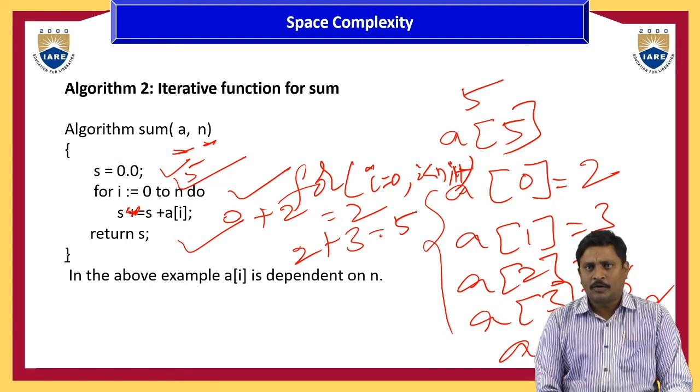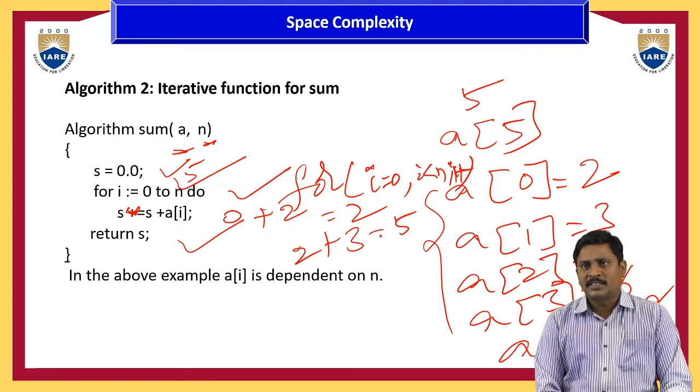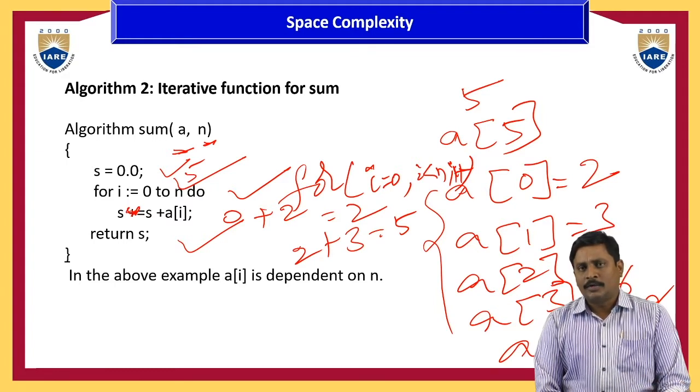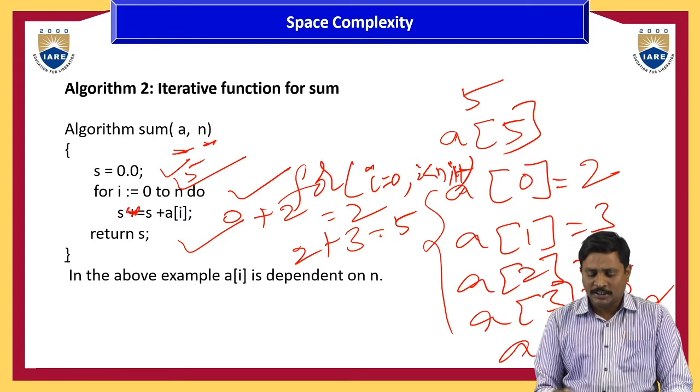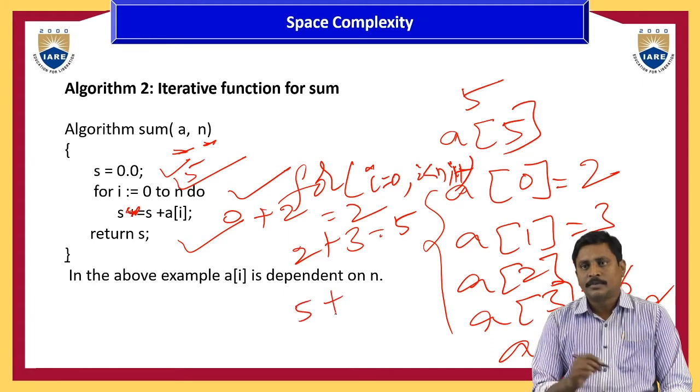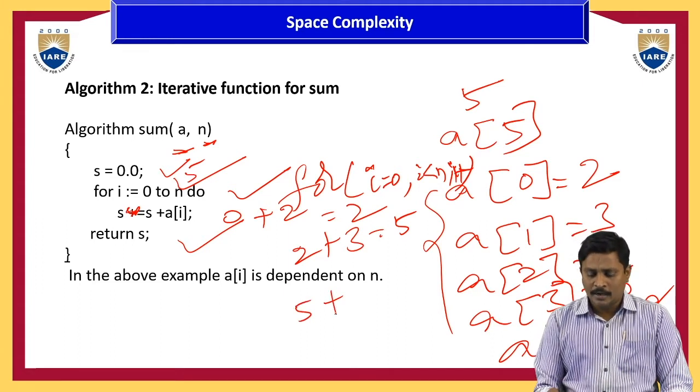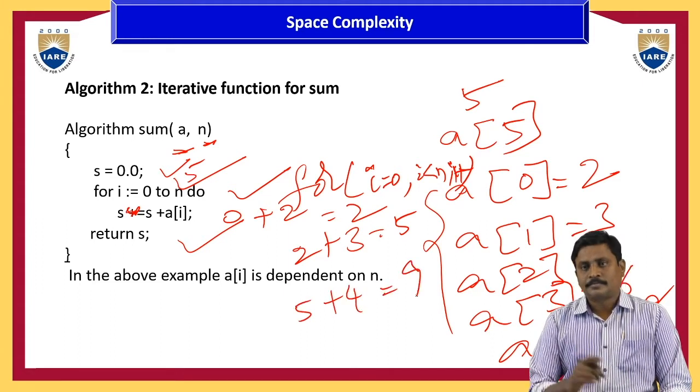Now again we come back to the for loop and increment the i value. Previously i was 1, so now i is 1 plus 1, which is 2. 2 is less than n, which is 5, so that condition is satisfied. Again we add this value to s. The s value is 5, so 5 plus a of 2. A of 2 value is 4. 5 plus 4 is 9.